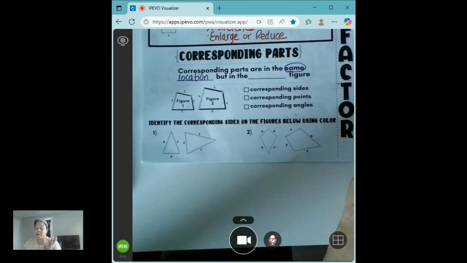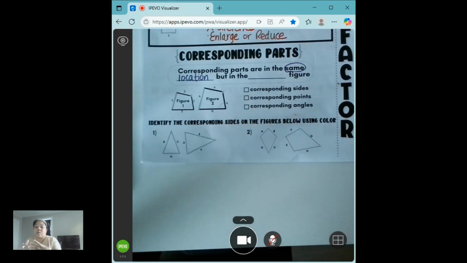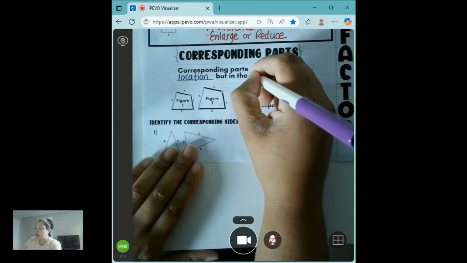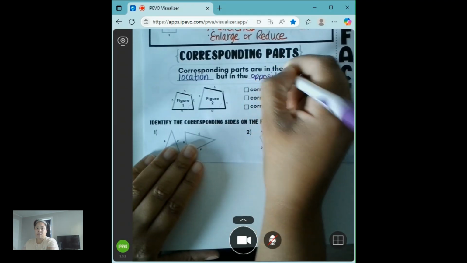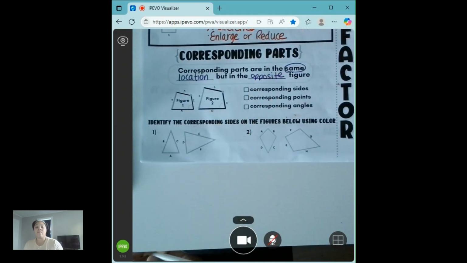Okay. But obviously they're not going to be an exact original figure. It's going to also be in the other figure. We're going to call it the opposite or the copy figure. So three things come to mind. The side lengths have got to be in relation to each other, right? There's got to be a pattern. We're going to learn in the next video what that pattern is.